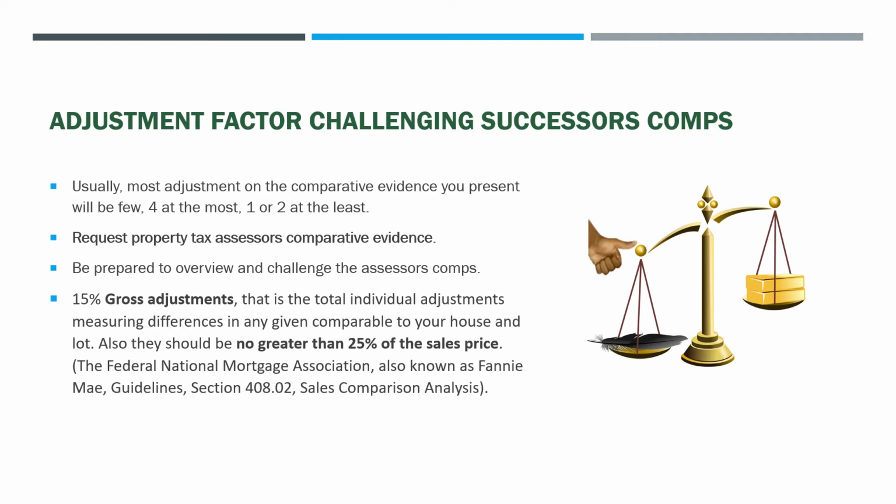It could be not only train noise, it could be traffic noise from cars and trucks. Could be aircraft noise from a nearby airport. Anyhow, the total adjustments measuring the difference that the assessor gives should be no more than 15% of the gross adjustments, are they? Are the total adjustments for a comparable that the assessor presents no greater than 25% of the sales price? These are according to Fannie Mae guidelines.